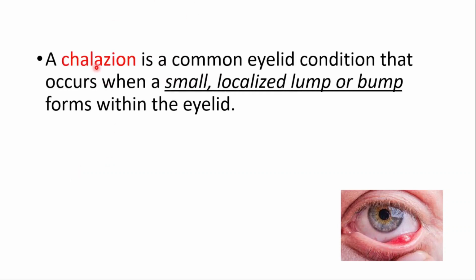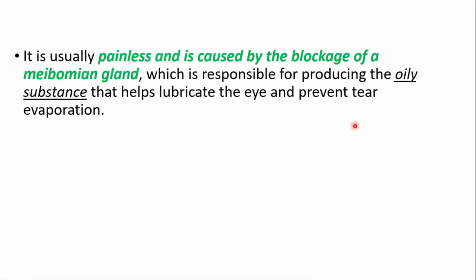Today we will talk about Chalazion. It's a common eyelid condition that occurs when a small, localized lump or bump forms within the eyelid, as you can see here. It's usually painless and is caused by the blockage of a meibomian gland, which is responsible for producing the oily substance that helps lubricate the eye and prevent tear evaporation.